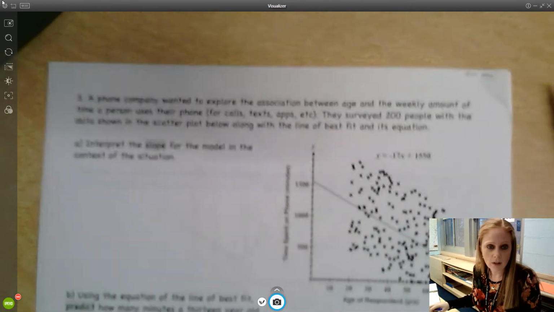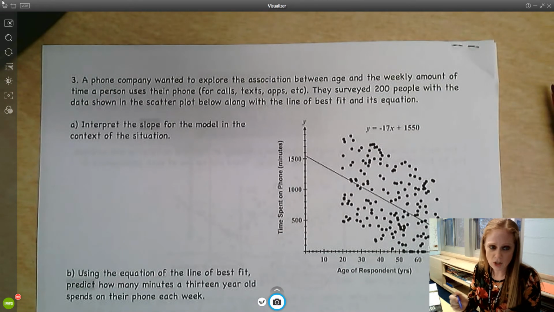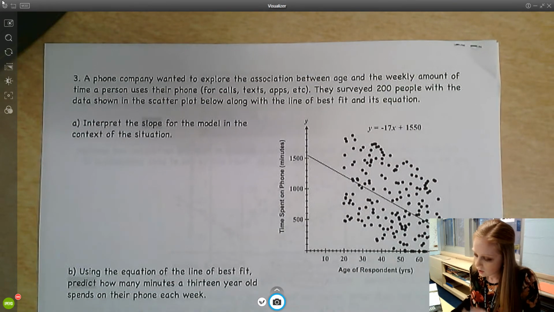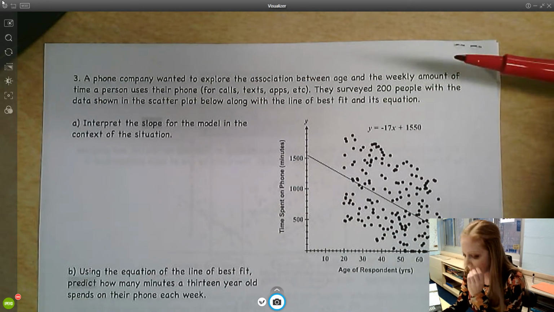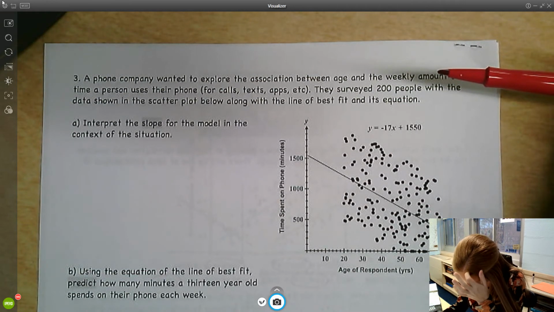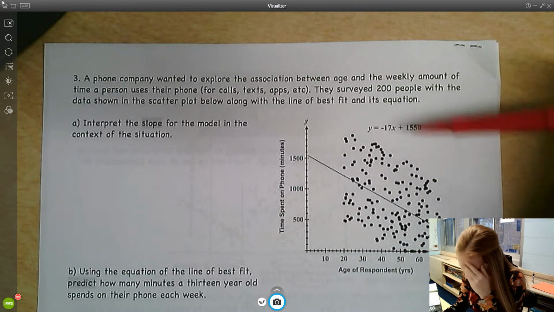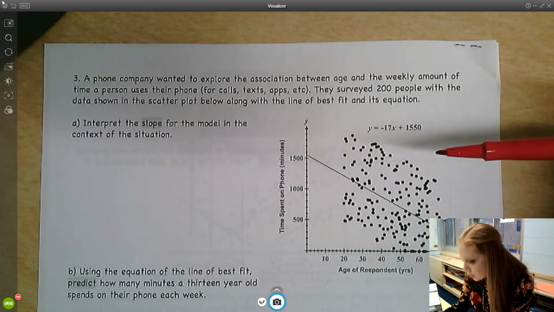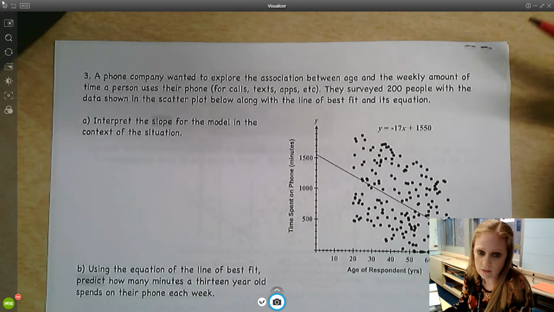A phone company wanted to explore the association between age and the weekly amount of time that a person uses their phone. I would think teenagers are the most. They surveyed 200 people with the data shown in the scatter plot below, along with the line of best fit and its equation. So we have the equation given to us. Interpret the slope for the model in the context of the situation.